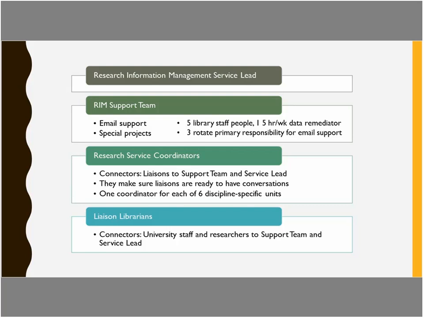And then we have a set of librarians called the Research Service Coordinators. They're liaison librarians who support different kinds of research services, including experts at Minnesota. There's one in each of the 6 discipline-specific units that we have in our library. And they keep everything coordinated. They make sure liaisons are ready to have conversations about different kinds of research services. And then, of course, our liaisons I've mentioned, they are the connectors to everything else.